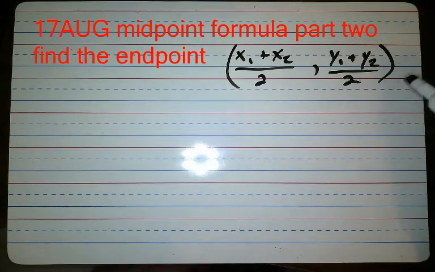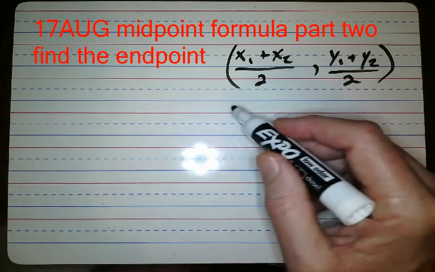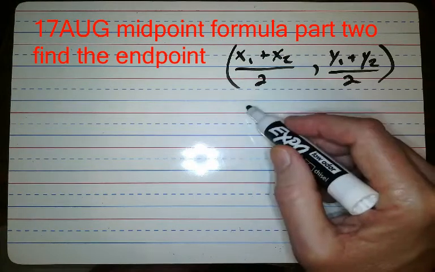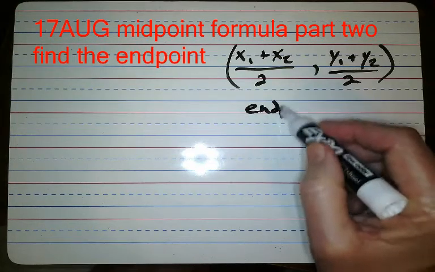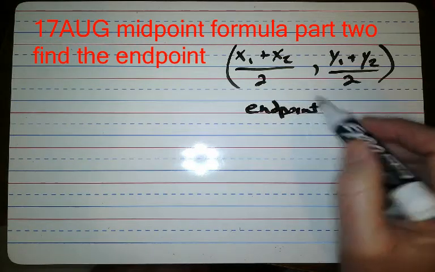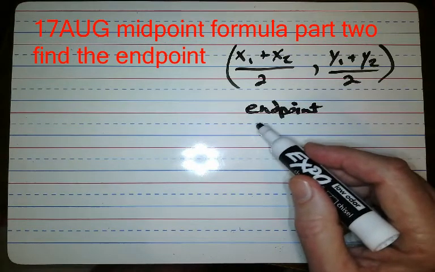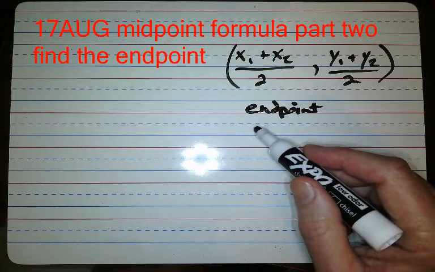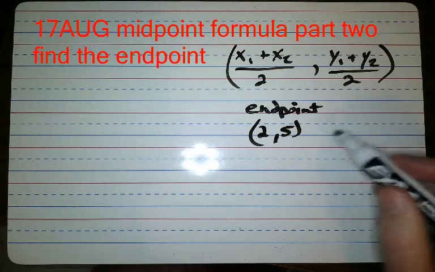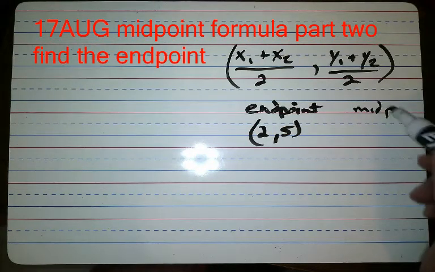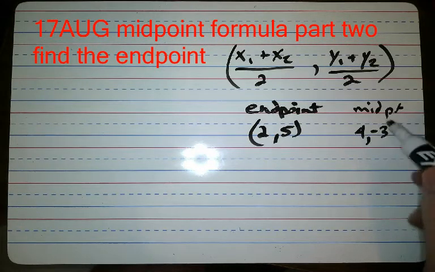Now then, to find the endpoint, what does the problem look like? Well, it's going to tell me that we know one endpoint, and let's say that the endpoint is 2, 5. And they're going to tell me the midpoint, and the midpoint is 4, -3.